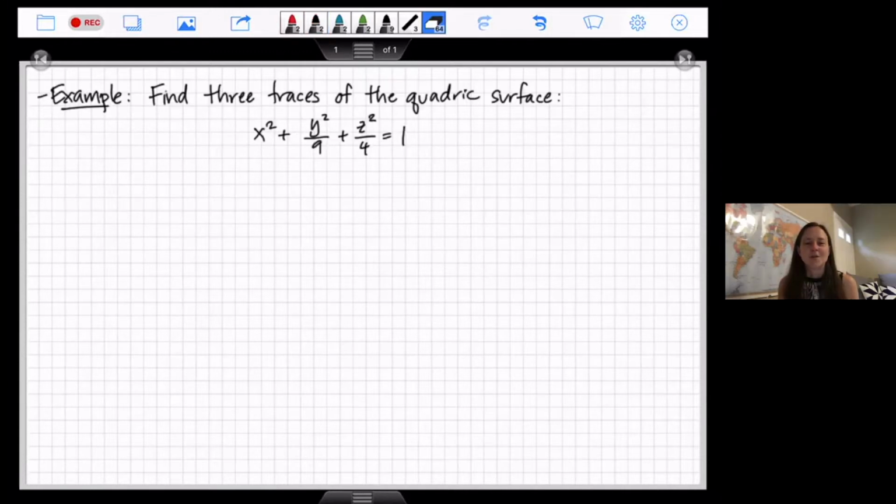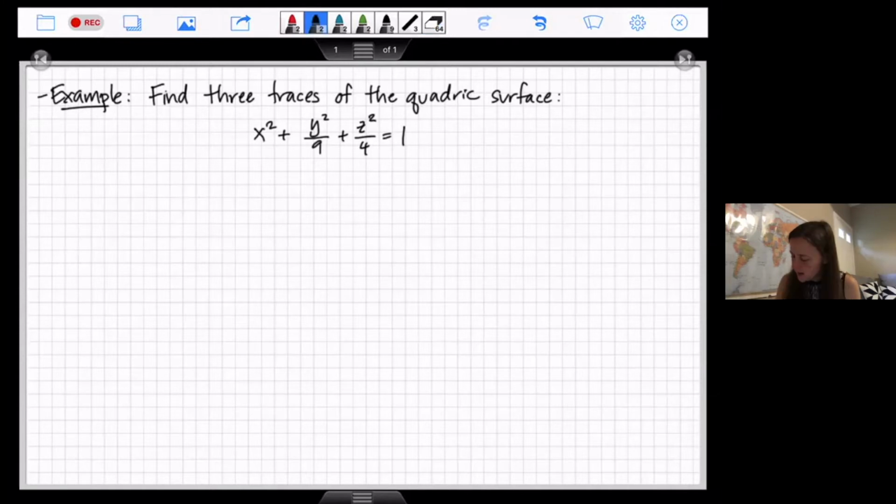Here's our first quadric surface, x squared plus y squared over 9 plus z squared over 4 equals 1. And we're asked to find 3 traces of the quadric surface. And we know what this looks like visually. If we had the picture of the surface, we'd just be slicing it with that x equals a, y equals a, z equals a kind of plane. How do we do that numerically or algebraically?